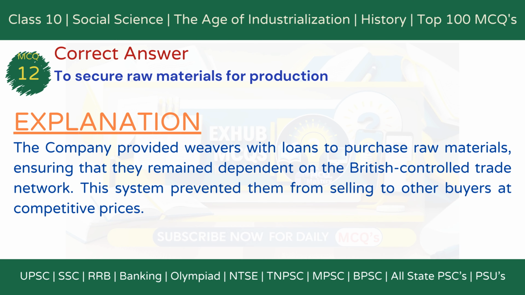The correct answer is option C. To secure raw materials for production. Explanation. The company provided weavers with loans to purchase raw materials, ensuring that they remained dependent on the British-controlled trade network. This system prevented them from selling to other buyers at competitive prices.